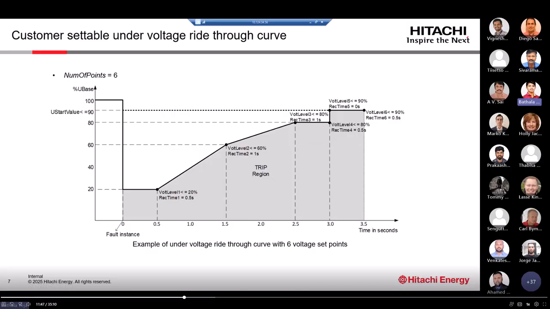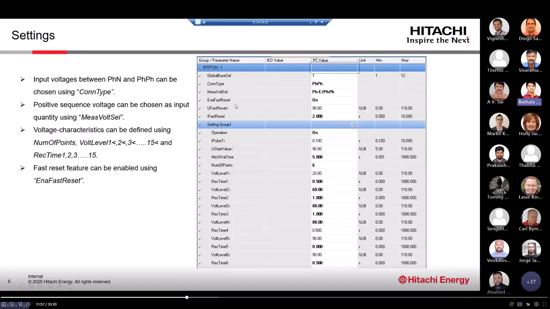There is one more feature that I said I would explain: the fast reset logic. It has these settings: enable fast reset, U fast reset and T fast reset. These three settings. The fast reset logic can be enabled using enable fast reset, and once it is enabled, these two settings come into picture. When an undervoltage situation happens and the voltage recovers immediately, and that too is settable, we set that value and we also set the time.